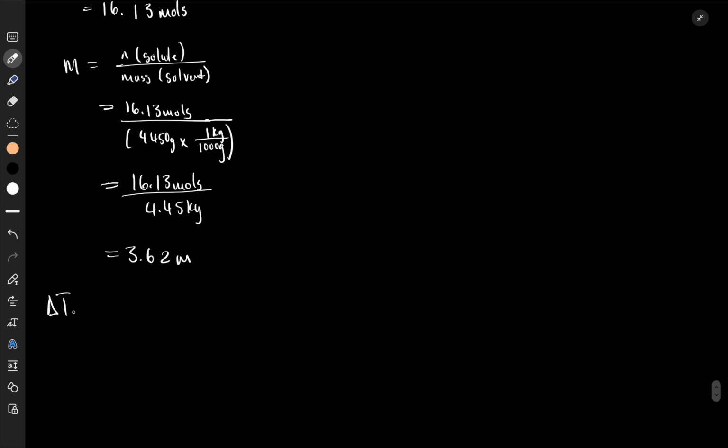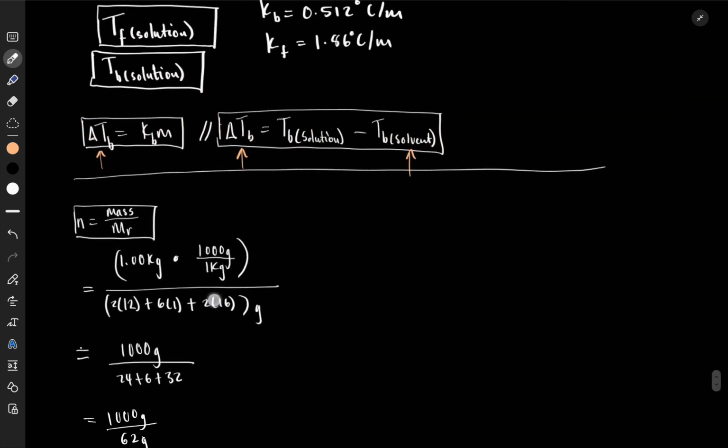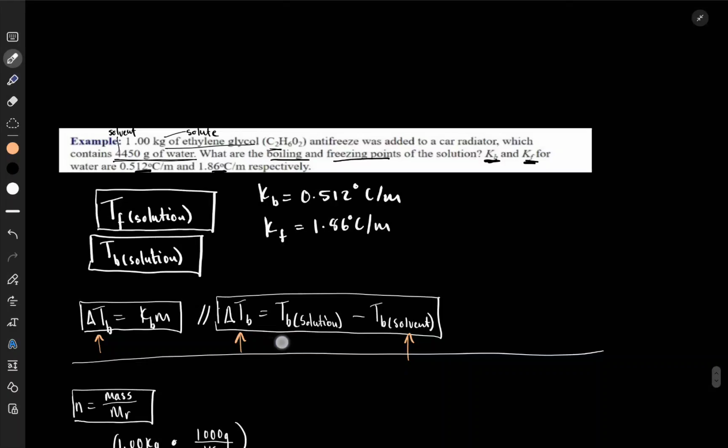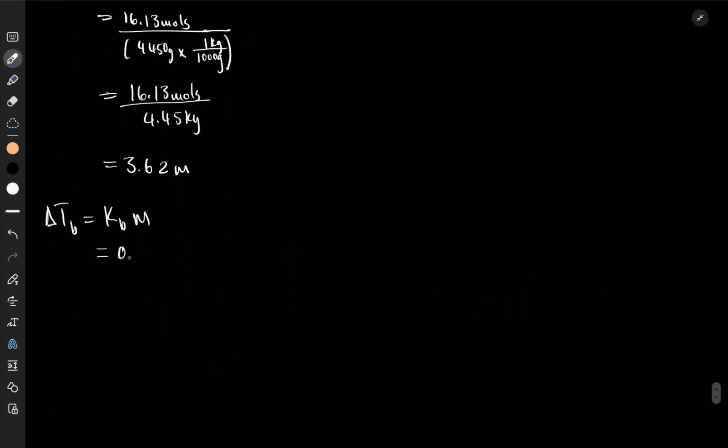Now we can say that our delta TB is equal to Kb times m, which is equal to our Kb, 0.512 degrees Celsius per molal, times 3.62 molal. So this is it, I say times 0.512, which is going to be our boiling point elevation, 1.856 degrees Celsius.